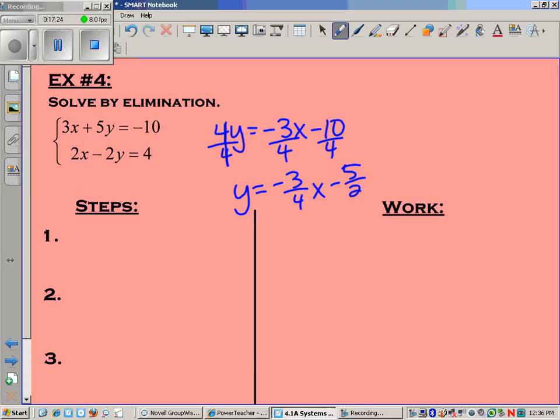I guess you could graph it. What would be your y-intercept? Negative 5/2. What is negative 5/2? Where is negative 5/2? What's 5/2? 2.5? So you'd have to graph in the middle of something, right? So it gets kind of nasty.